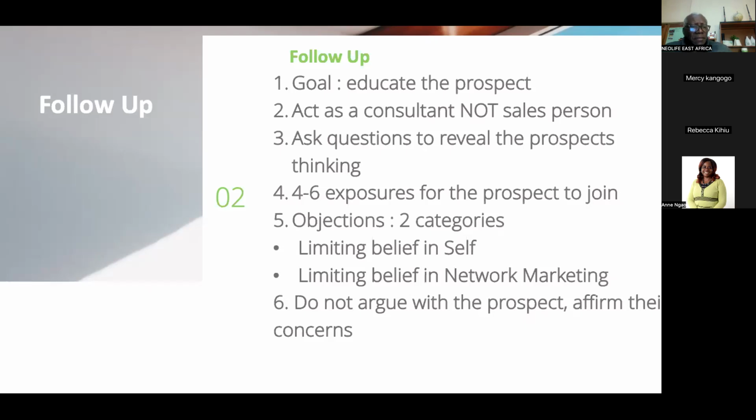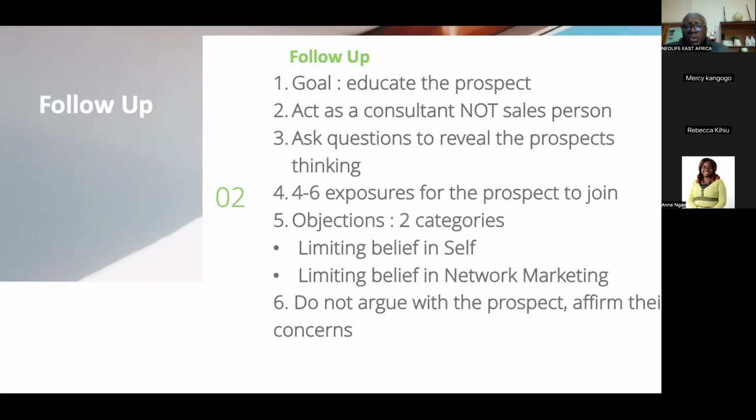For example, the prospect says, "Oh, let me think about it." Ask a very simple question: is there any aspect of the business presentation you would like me to clarify? If they say, maybe I don't have the right money now, ask another question. Okay, if it's the money part, is money the only thing which will prevent you from making that decision?